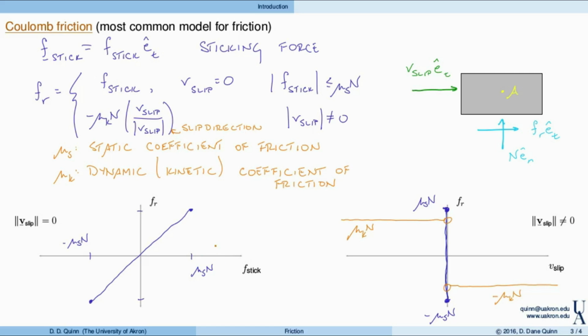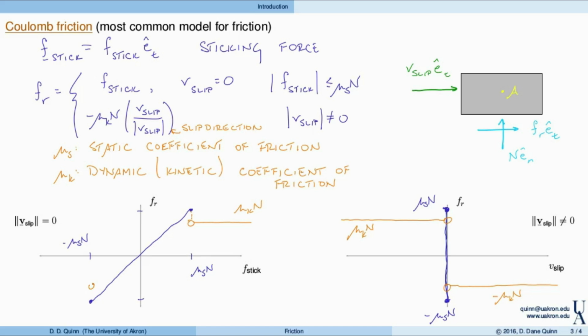So what happens? Well, if the sticking force is outside of plus or minus mu s times N, then essentially the friction force just takes on the value of the kinetic coefficient of friction. So we end up with something that looks like this. Again, if the sticking force is too large, the friction force is no longer able to match the required value to maintain stick, and it changes to mu k times N.